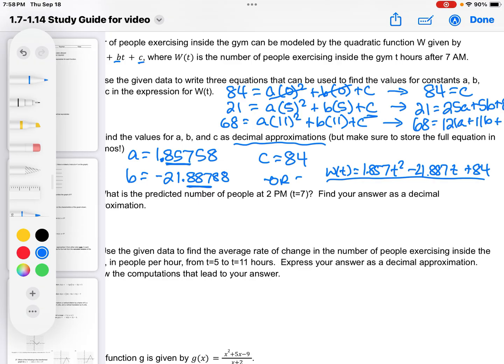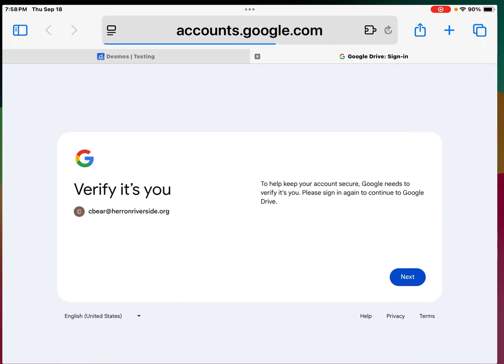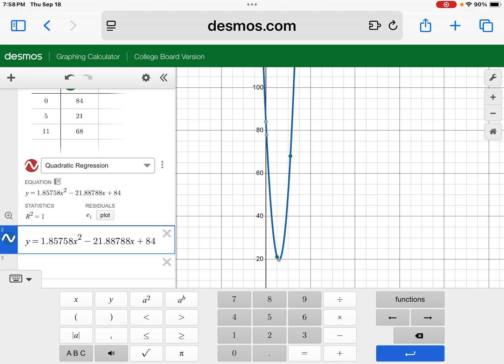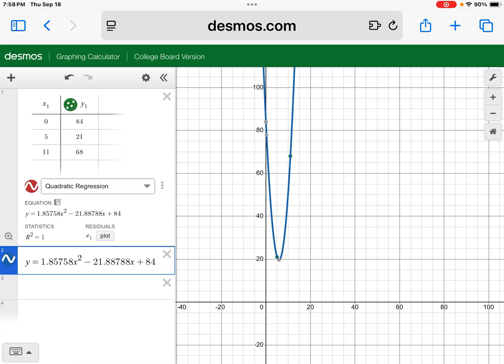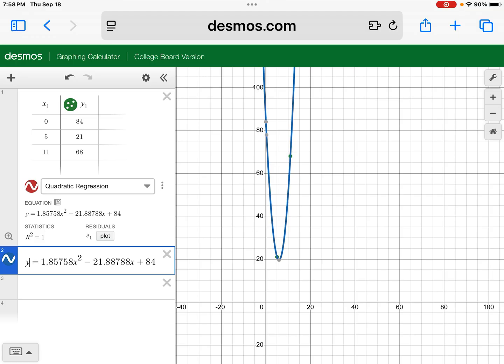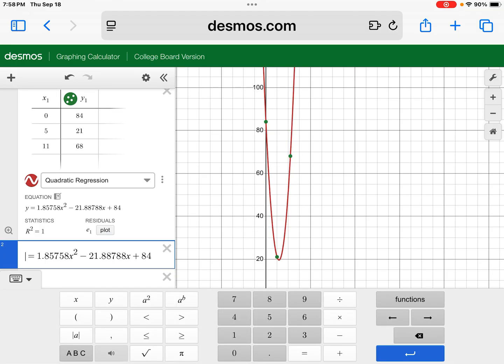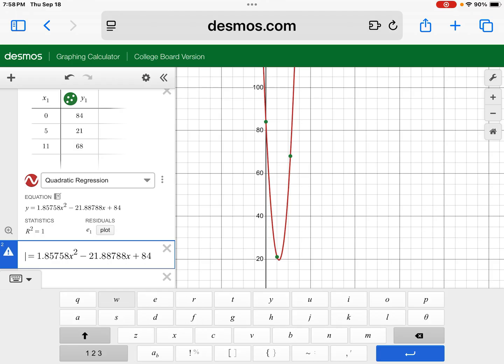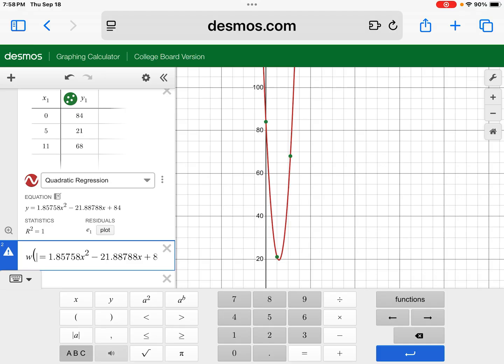So then the next part says, what is the predicted number of people at 2 p.m., meaning t is 7. So let me show you how to do that using your Desmos. Okay, close that out. All right, so if we go back to where we had our equation, when we hit that little button here that got the equation put in here, it gives it to you as y equals. What I'm going to do is I'm going to change my y equals. I'm going to rewrite that as W of t so I can keep consistent with the problem. But in order to do that, I need to change my x's to t's, all right?